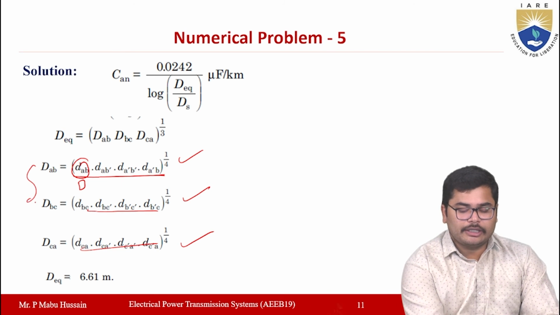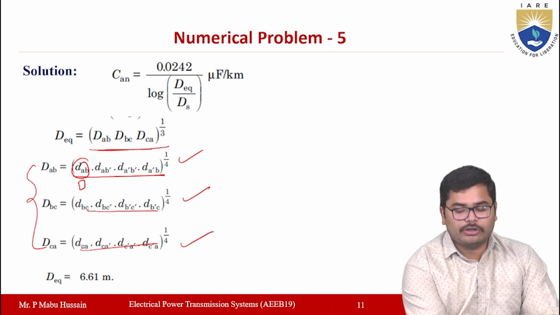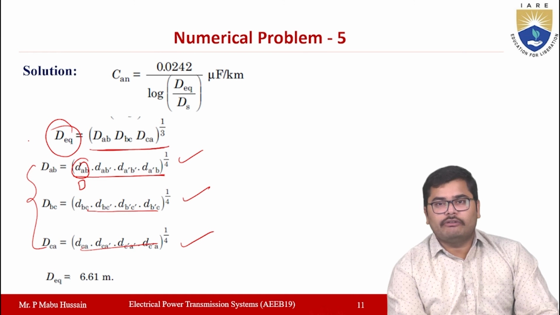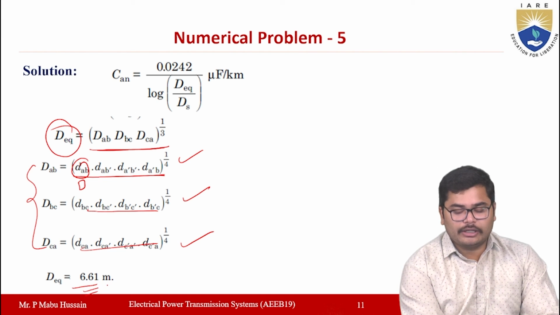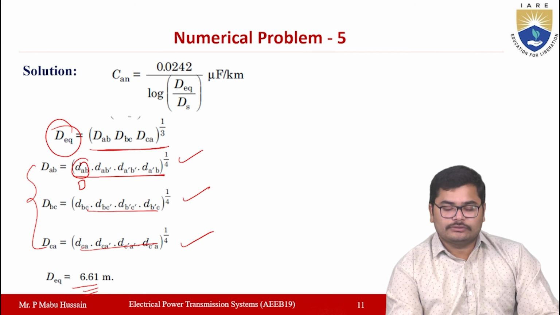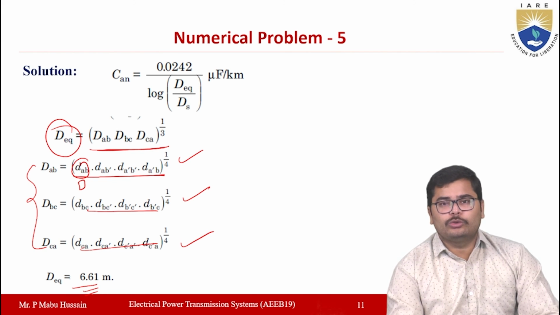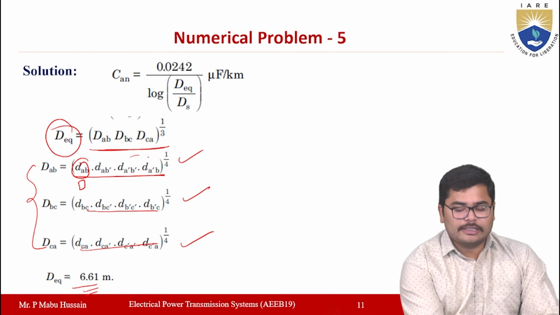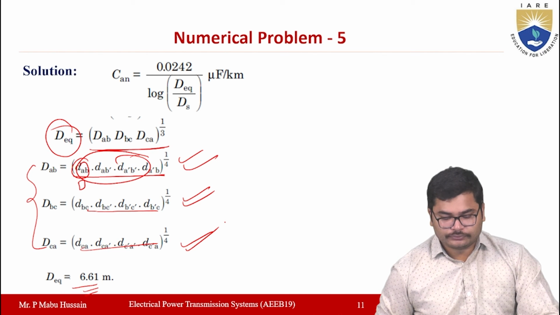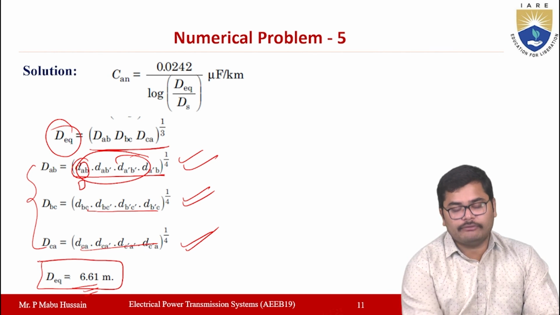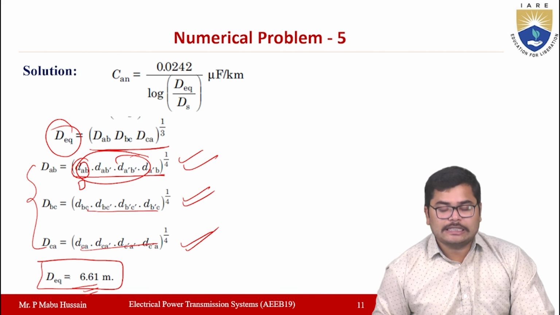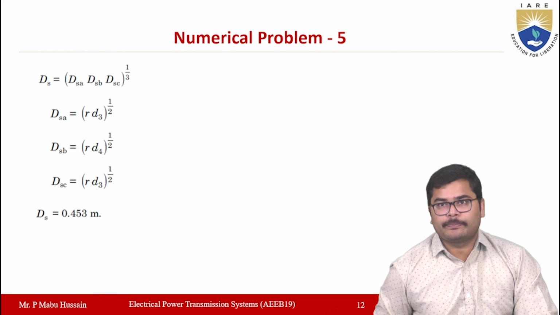Once you get the DAB, DBC, DCA values, and substitute all of them in this equation, you will get the value of D equivalent. Finally, the value of D equivalent comes out to be 6.61 meters. So I'm requesting you to calculate all these distances and find out these values, then only you will get the D equivalent finally. The final value I'm giving here is D equivalent equal to 6.61 meters.